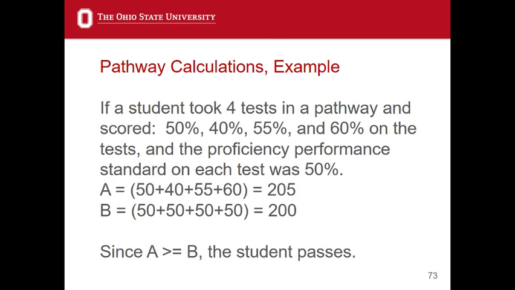And what you may notice here is that on one of those tests, this is something that Jim mentioned, they did not pass. They got a 40, which is not passing. But as Jim said, there's a compensatory model. So because they did well on the other tests, they end up passing the entire pathway. So in order to pass a CTE pathway, you don't need to pass all the courses. You just need to, as a whole, achieve the proficiency standard. Okay?